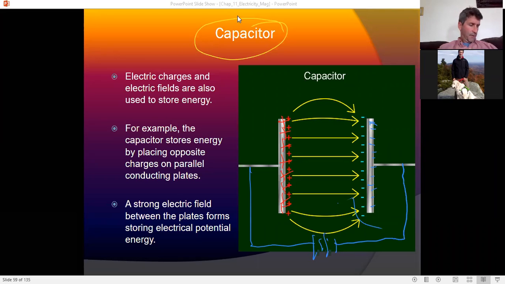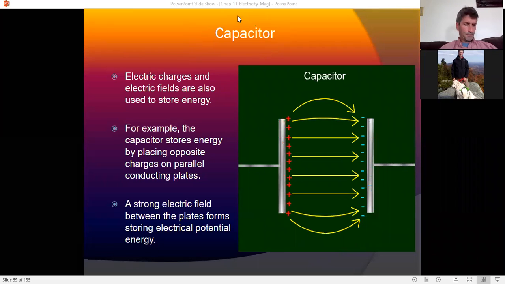So this is sort of like filling up a bucket. You're filling up this capacitor with charge, and then when you want to use this charge, you just connect it to something and empty that capacitor out.